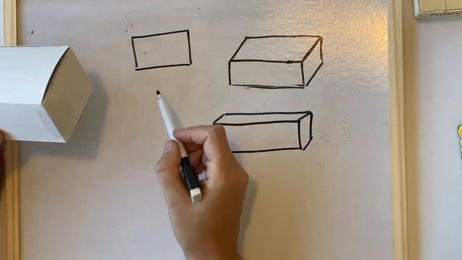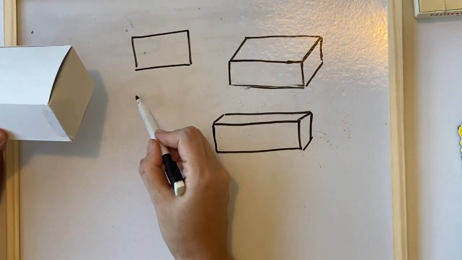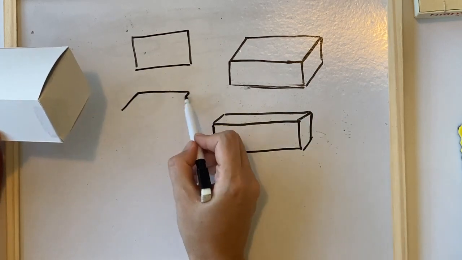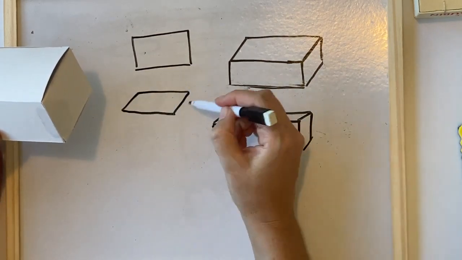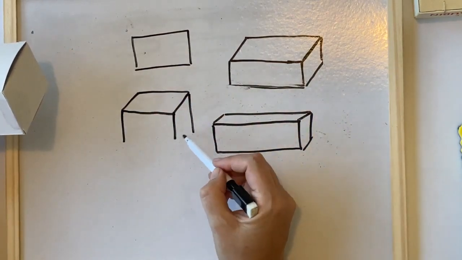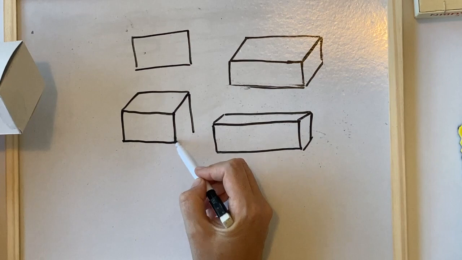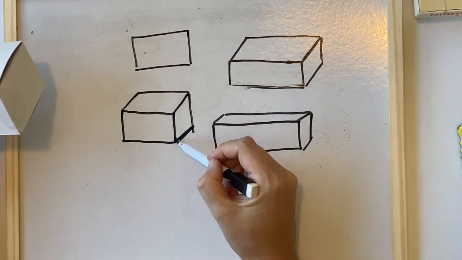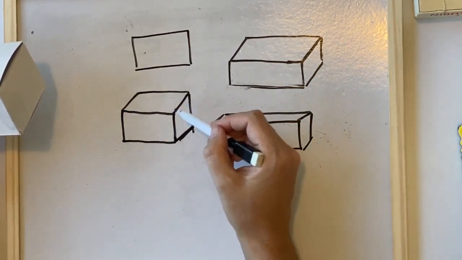Now, the way I like to draw a box is I first like to start with the diamond on the top. Then I draw 3 lines down from the corners, and then I connect them. So this should be at an angle, this should be at angles.